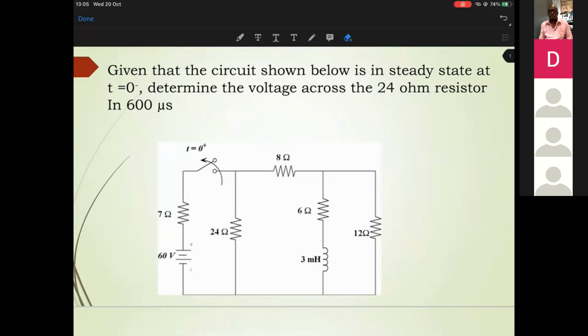Sir, the first thing I would do is find the instantaneous current in the circuit. In the circuit, all right, cool. When you say in the circuit, you mean in all the branches? Yes, sir. All right, and having done that, next step? I would find the equivalent resistance seen by the inductor. Okay, continue. Then I would calculate tau and use that to find the voltage across the 24-ohm resistor.